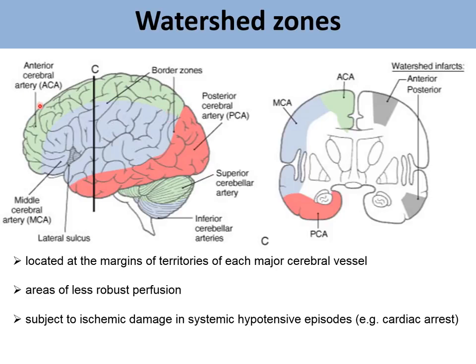An important concept is the watershed zones. So if this is the middle cerebral artery distribution and up above is the anterior cerebral artery distribution, the territory just between those would be referred to as a border zone or the watershed areas, the same as between the middle cerebral artery and the posterior cerebral artery.